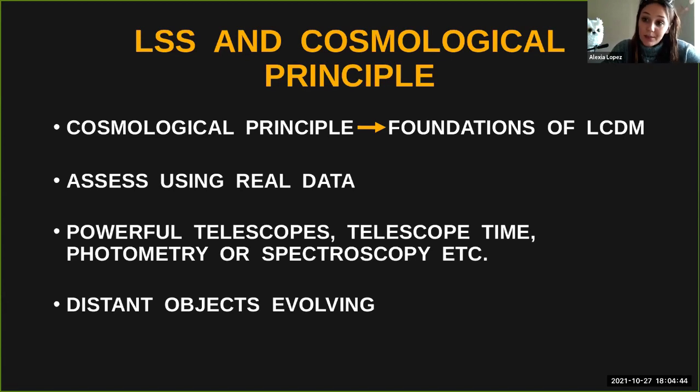Just for starters, we need really powerful telescopes and enough telescope time, whether we're looking at wide fields or deep fields. There are also pros and cons with both photometry and spectroscopy. And there's the intrinsic problem that looking at distant objects means we're viewing earlier times. So how can we be sure how something will look now if we're looking so far into the past? We can calculate how things might look, but we do this using the current standard model, which is what we're trying to establish as a working theory. So it's actually quite a tricky circular problem.